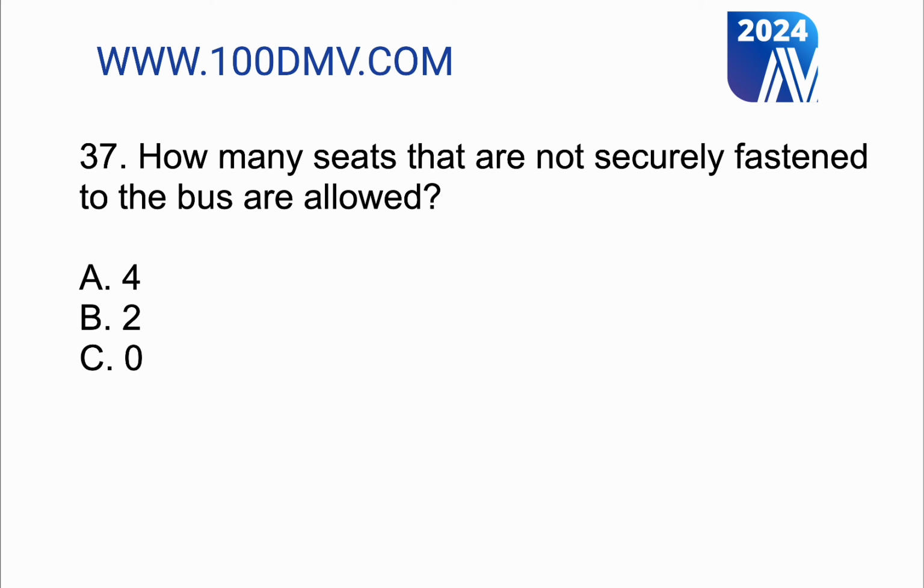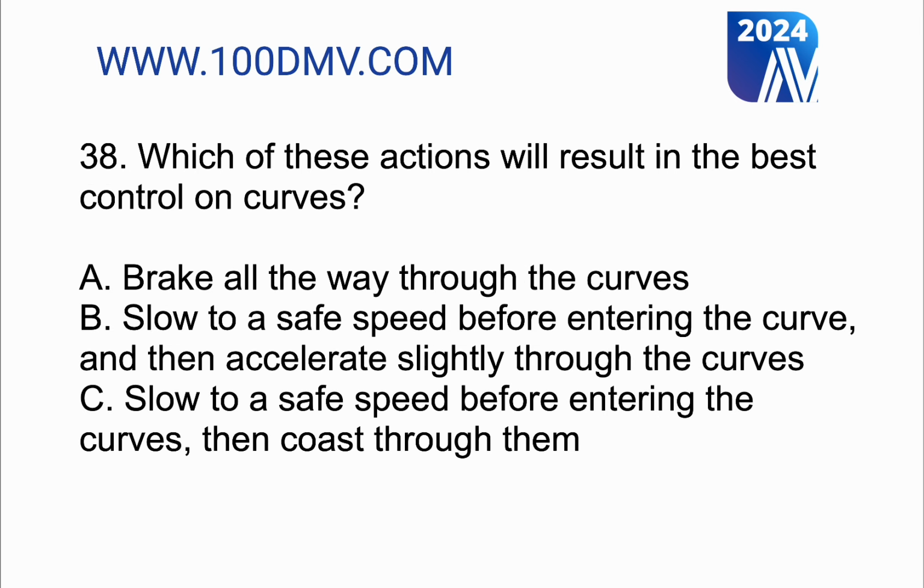37. How many seats that are not securely fastened to the bus are allowed? A. 4. B. 2. C. 0. Correct answer. C. 0.